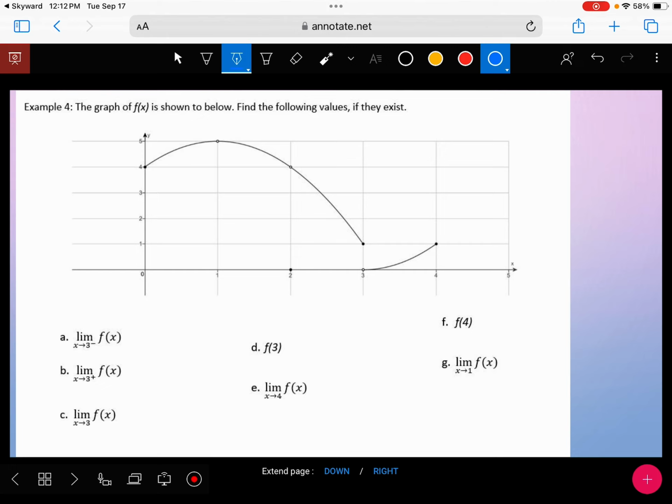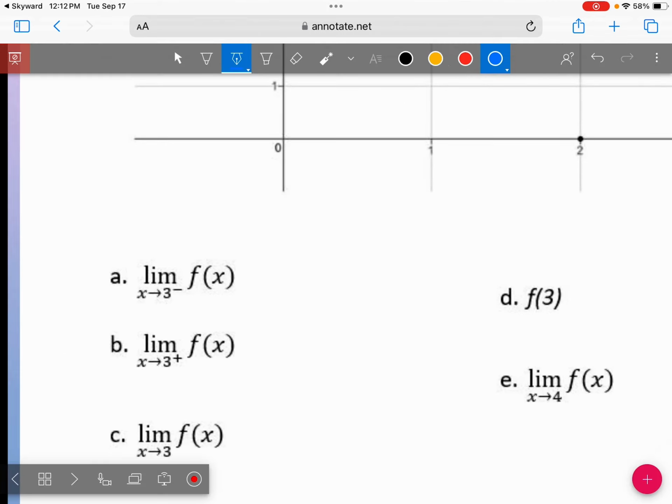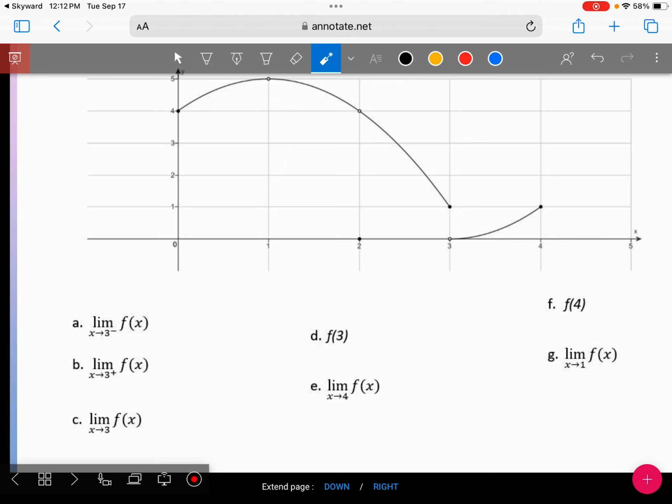All right, let's grade it. One of these is a trick question too, kind of, because we haven't talked about it. When I notice that these are all talking about 3, the first thing I do is go look at what's happening at 3. What kind of discontinuity do I have at 3? A jump. So I automatically know that this is going to be D and E.